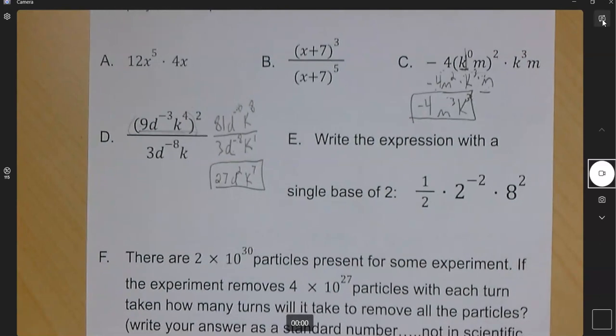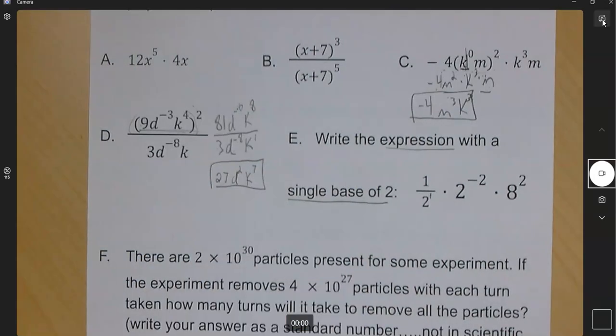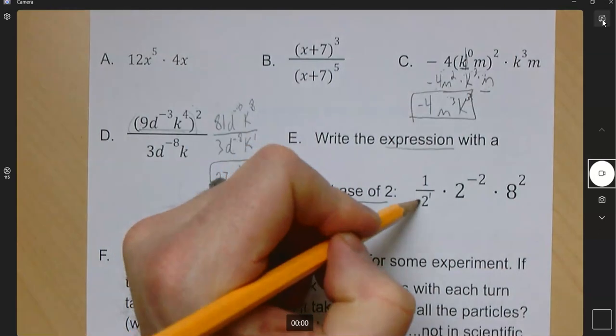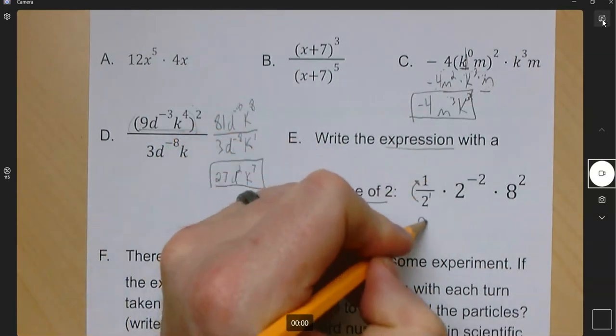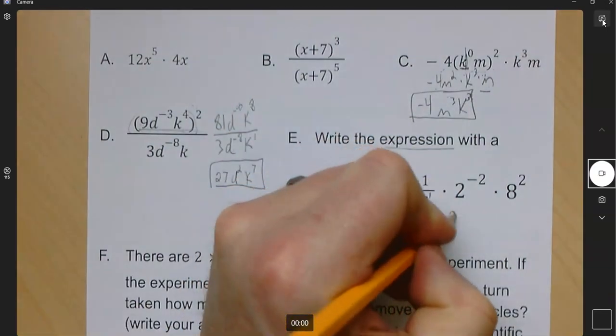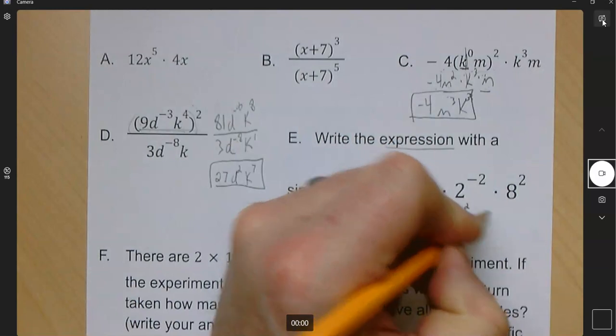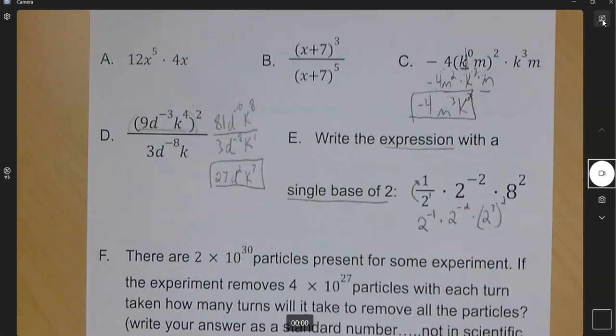Okay. Let's look at this one. This one has a 2 to the first in the denominator. That's no good for me. If I'm trying to write this expression so it only has a single base of 2, I need the base of 2 to be in the numerator for all of them. So I'm going to move this whole expression up to the numerator. When I do that, the exponent changes sign. So I get 2 to the negative first there. I get 2 to the negative second there. And I get 2 cubed being squared there. Pretty tricky little thing there.